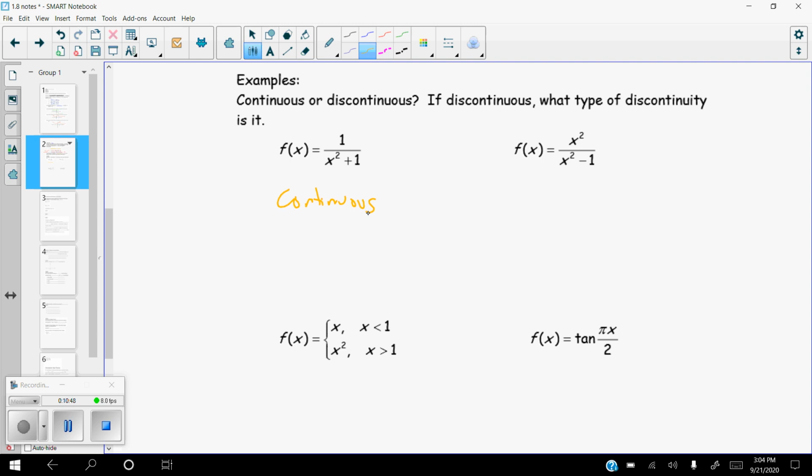The one on the upper right, x squared minus 1 in the denominator, well, that can be made 0. As a matter of fact, there's two values that can make that 0, and that's plus and minus 1. So it's discontinuous at x equals plus or minus 1. And because neither plus nor minus 1 makes the numerator also 0, it's not a hole, which means this has to be an infinite discontinuity, which means it is non-removable.